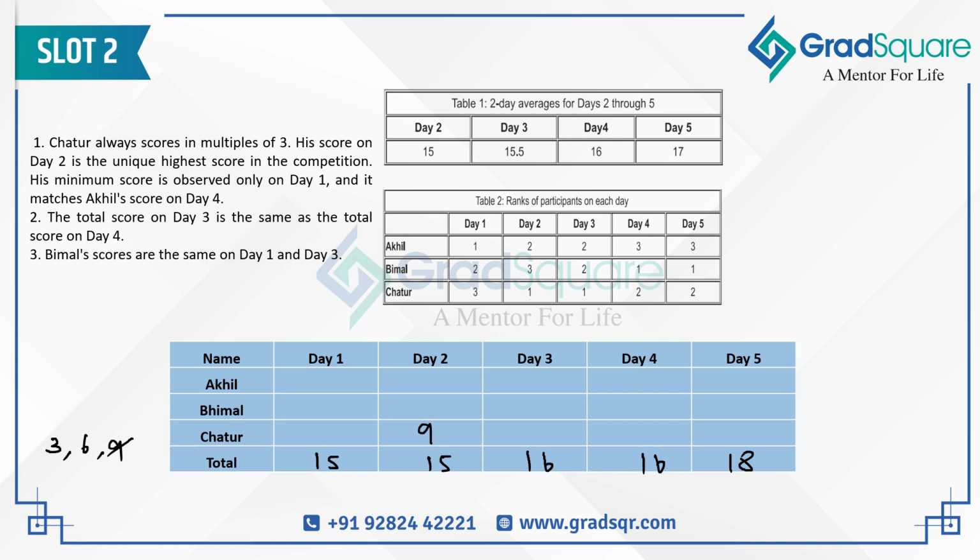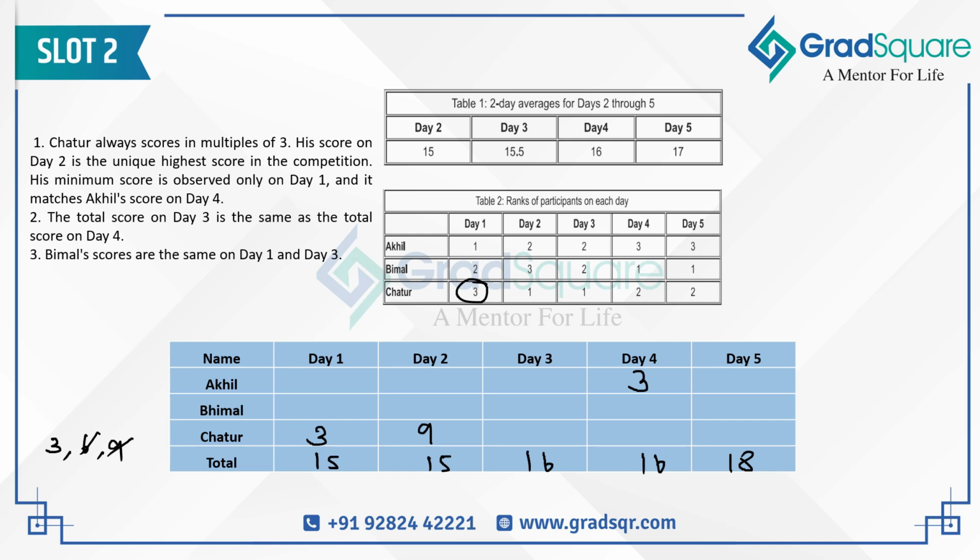And he is scoring his minimum score on day 1. So can this be 6? If I take 6, on that particular day Chatur is scoring 3rd rank, and Bimal and Akhil are 2nd and 1st rank, so their scores are going to be more than 6. So this will be 7 and this will be 8, say. Then the total score will not be 15. So 6 cannot come here. So what is the next possible value? 3. So 3 is the minimum score, and this matches Akhil's score on day 4.